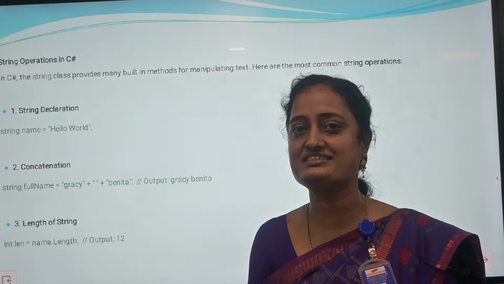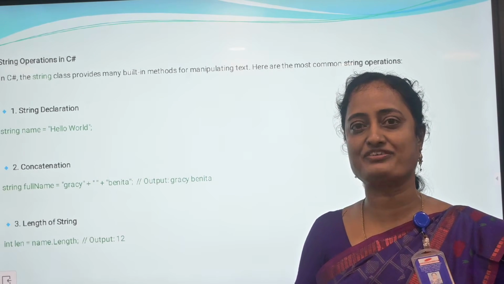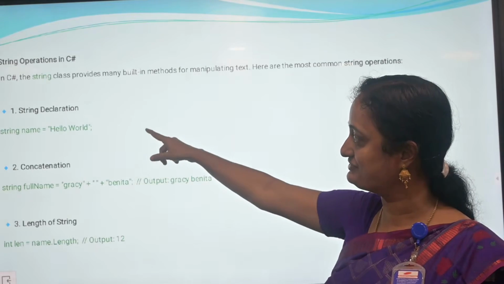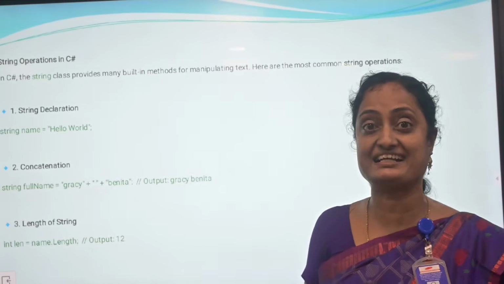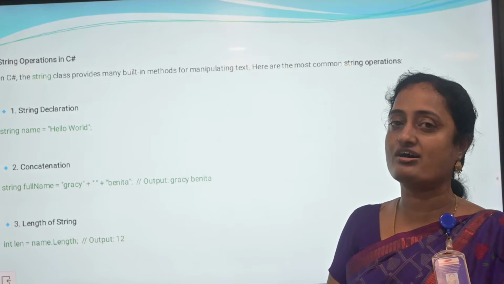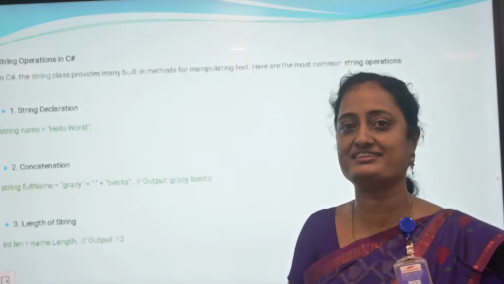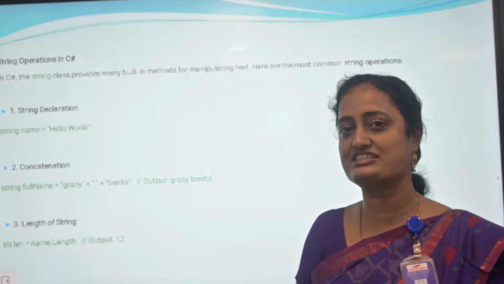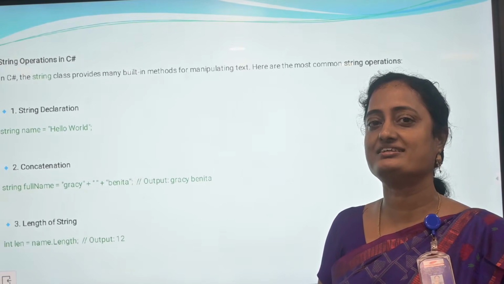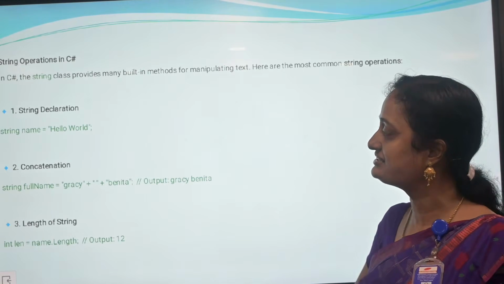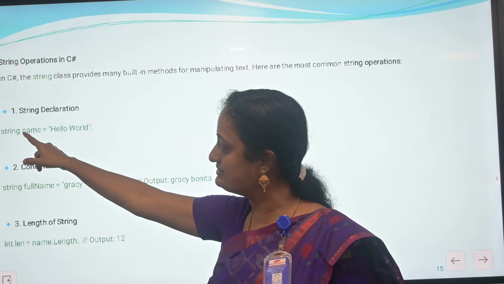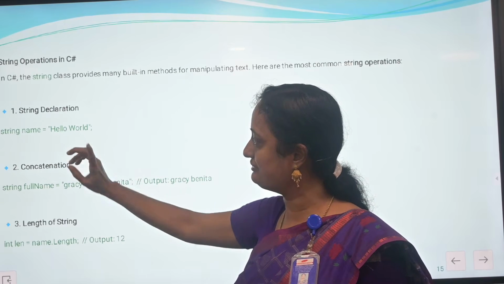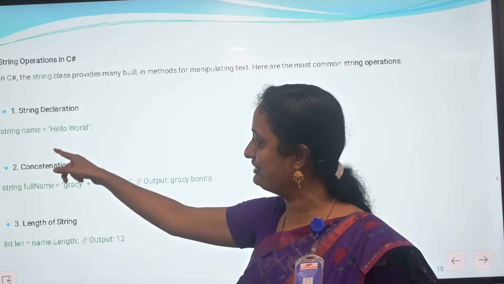Next, string operations. A string is a combination of characters. First, how will you declare a string? It should be within double quotations or single quotations, and the data type is string. The example is data type string, a variable, and assigning a value, that is hello world.